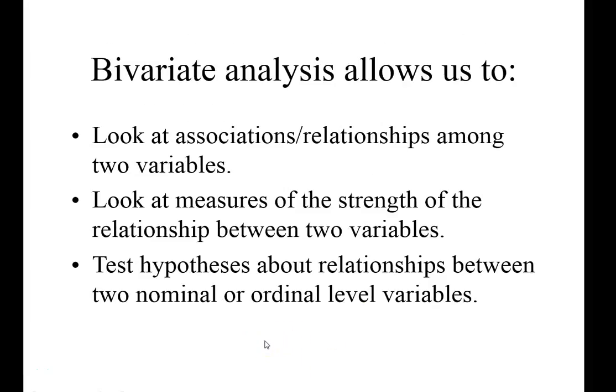When we use bivariate, bi means two. So it's allowing us to look at relationships among two variables, to look at measures of the strength of the relationship between those two variables, and to test the hypotheses about the relationships between two nominal or ordinal level variables. Just to review, nominal and ordinal, those are categorical variables.